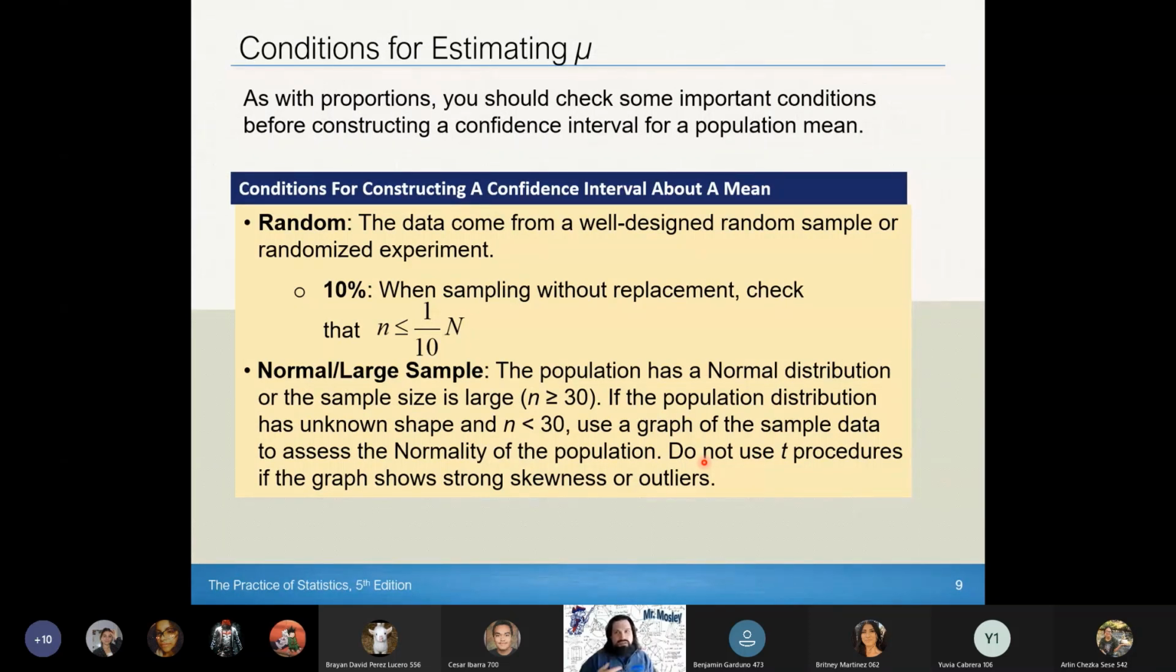Now, I've been told that as far as AP is concerned, they will not try to trick you with this. If the sample size is less than 30 and the population is not normally distributed, and you have to graph this, it will be very apparent that the graph is very skewed or that there are some crazy outliers. They're not going to have it be a judgment call. It should be incredibly apparent.